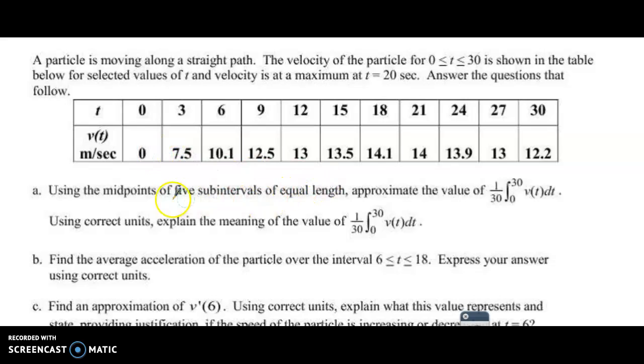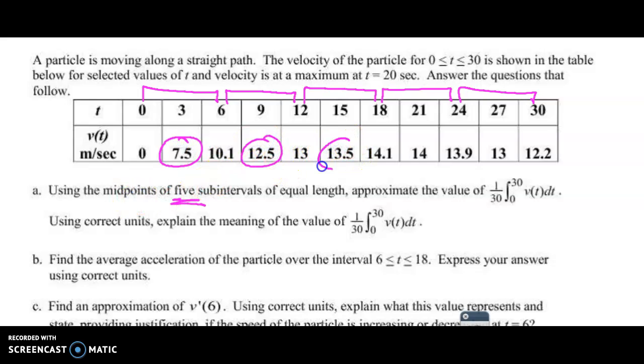So as we have 5 subintervals from 0 to 30, it makes sense that we're doing 6, 6, 6, 6, and 6. So that's 5 times 6 will get me to 30. And the midpoint Riemann sum are these values. If I were doing this problem, I would actually just factor out that 6. But don't forget about that 1/30th either. 1/30th times 6 times, and then add together these values: 7.5 plus 12.5 plus 13.5.